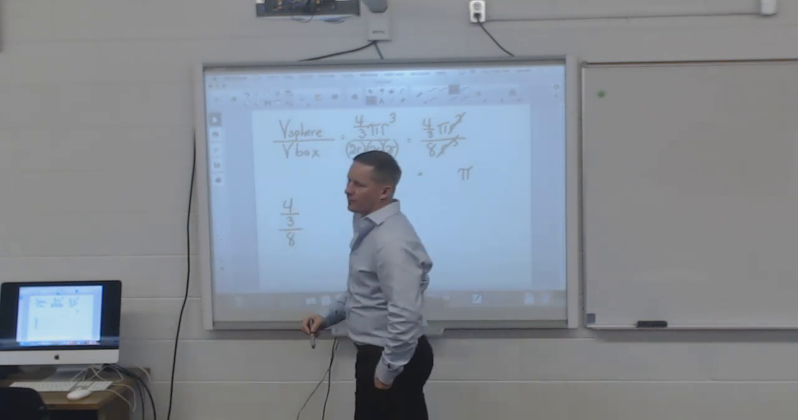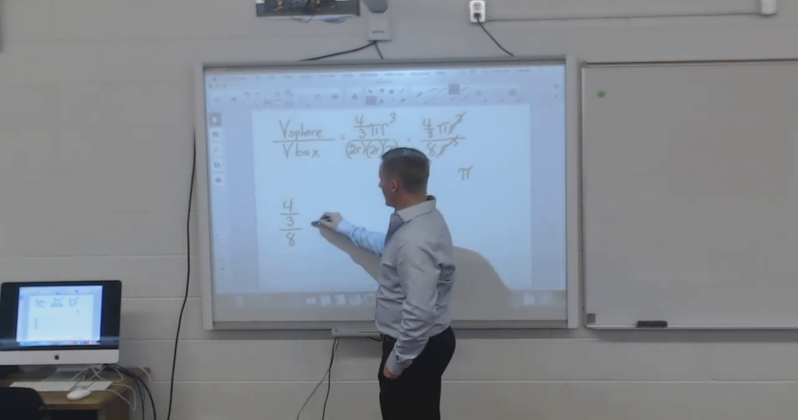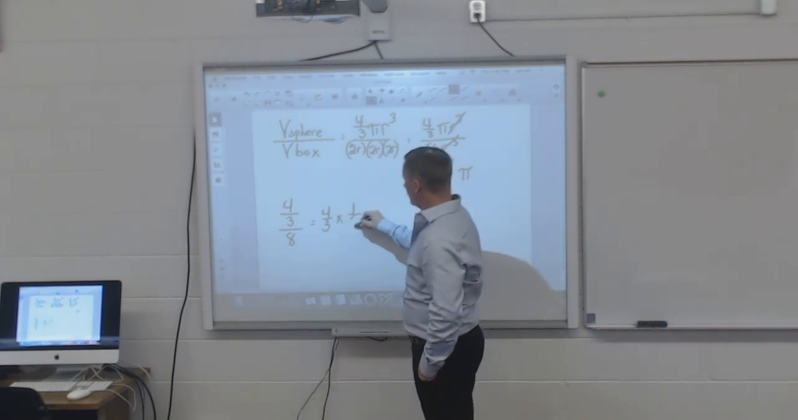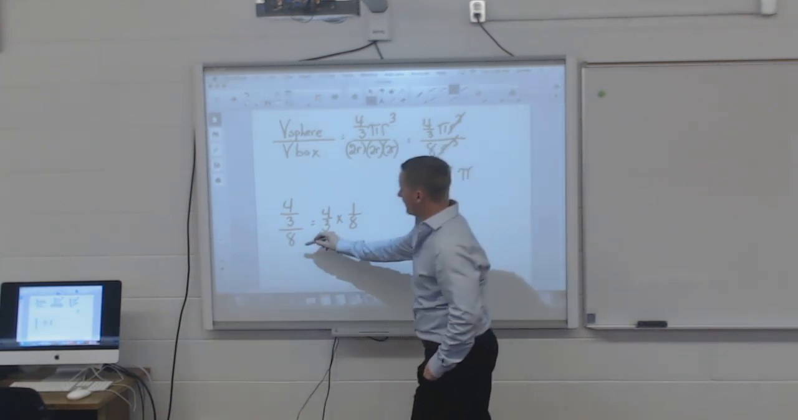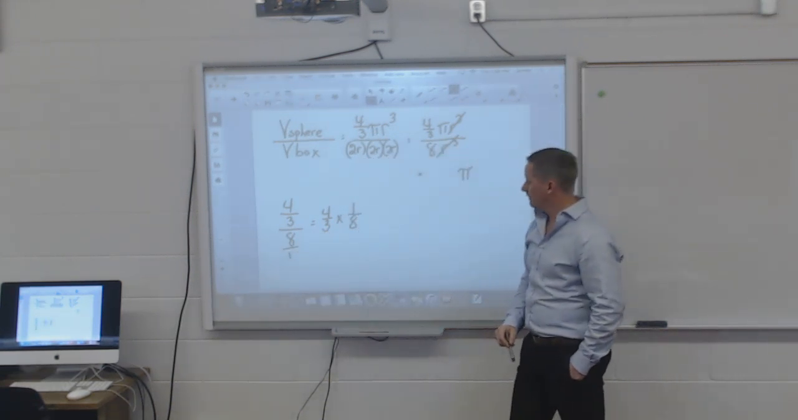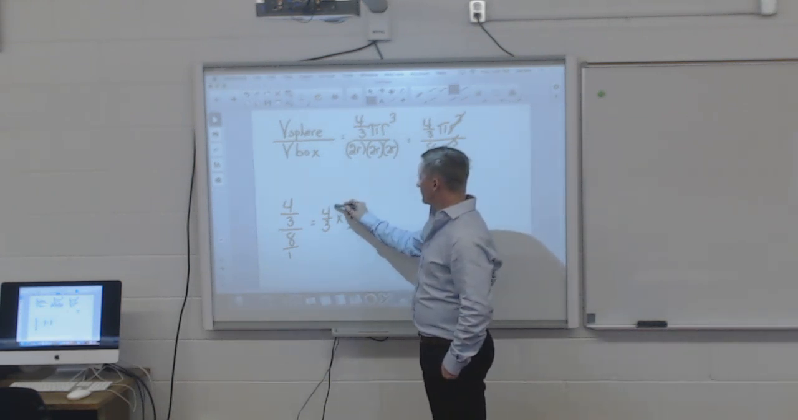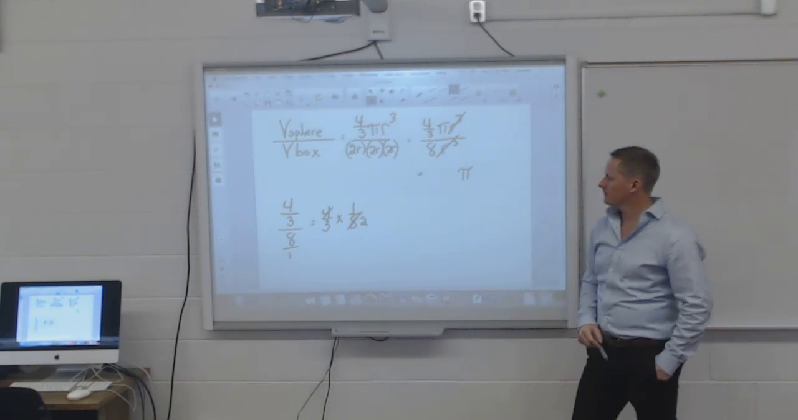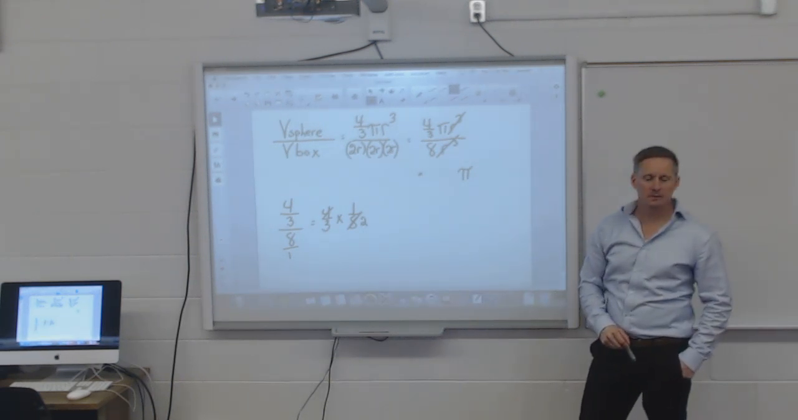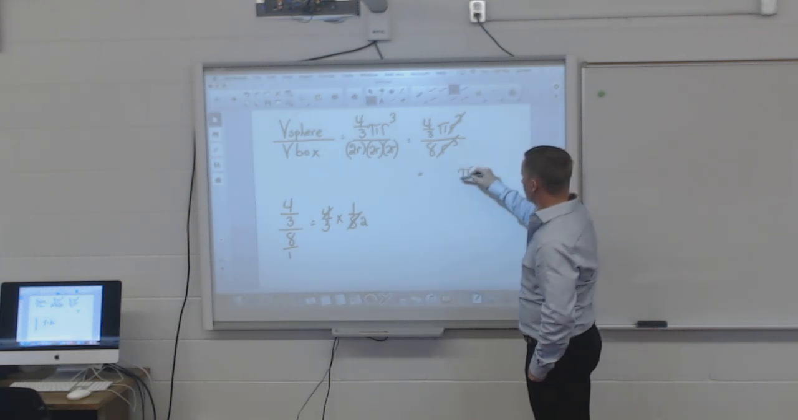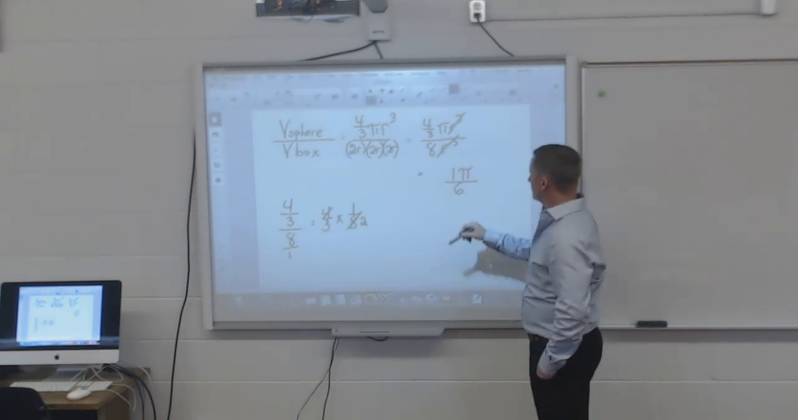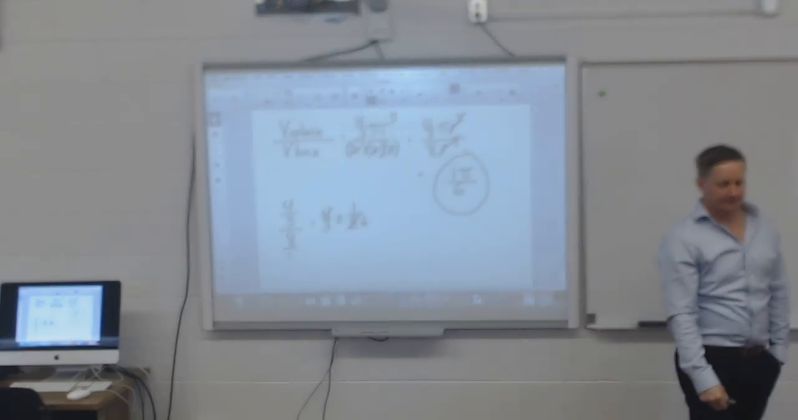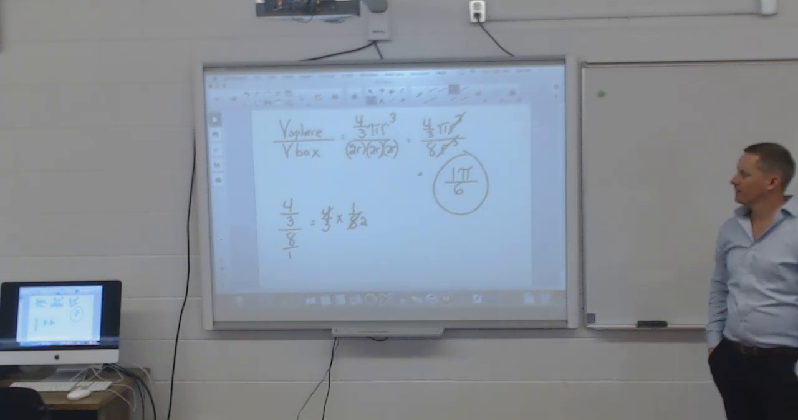So this is what I have right here, 4/3 divided by 8, which is the same as 4/3 times 1 over 8, because it's 8 over 1 right now. Right? Okay? That cancels and that cancels and leaves me with 2 on the bottom. Agreed? 4 goes into 8 twice. So your answer is 1 pi over 6. There's your answer. Okay?